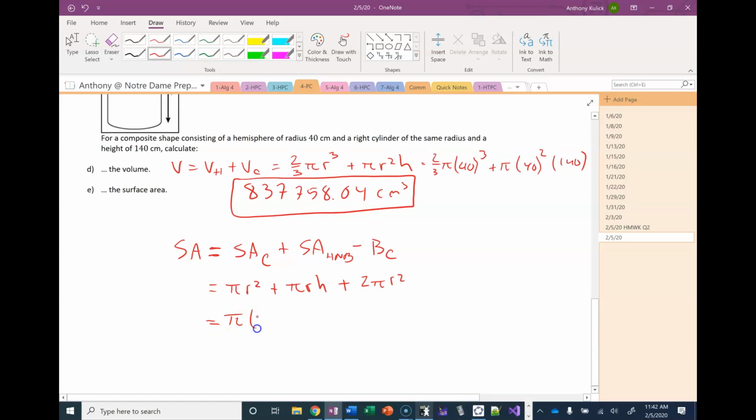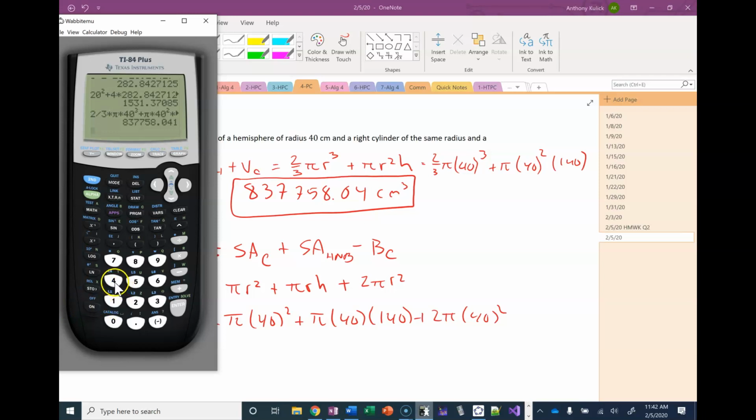So just plugging things in then. Pi times 40 plus pi times 40 times 140 plus 2 times pi times 40 squared. Oops. Pi times 40 squared plus pi times 40 times 140 plus 2 pi r squared.